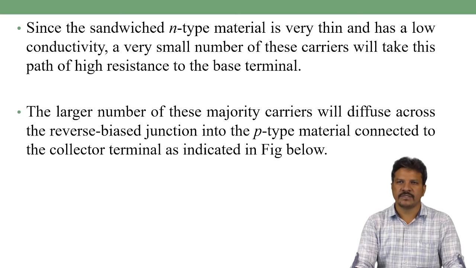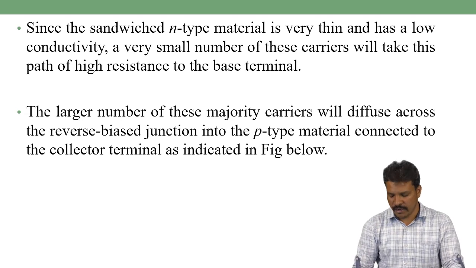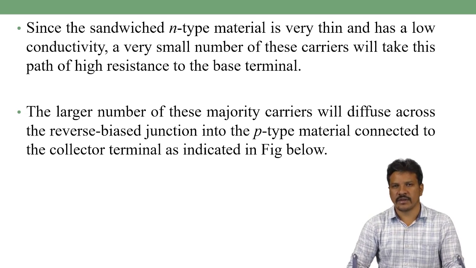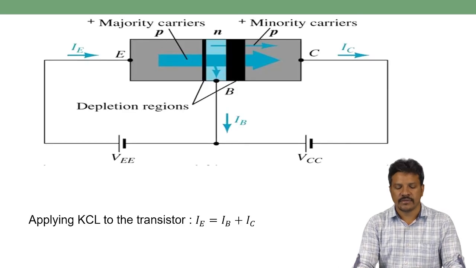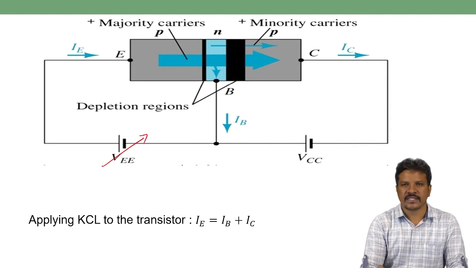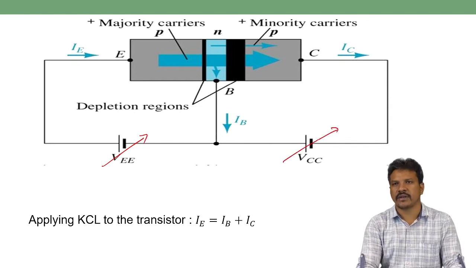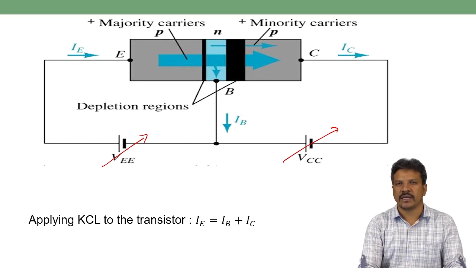The large number of these majority carriers will diffuse across the reverse bias junction and move into the p-type material connected to the collector terminal. So this can be represented, and we can see this in the picture. In this picture, I am providing the forward bias connection between emitter and base, and the reverse bias connection between collector and base.